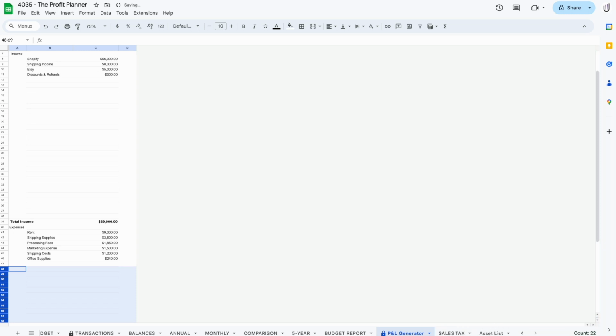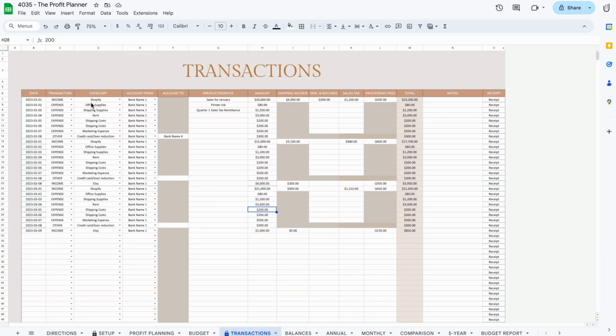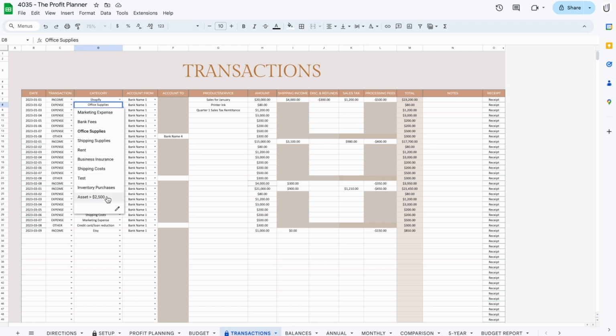The last thing that you're going to have available to you is your asset list. This is because when you go to the transaction tab, you are going to have an asset option of $2,500. This is just for your tax professional. Most of the time, in the way that we follow this in our business, if you have a different policy for your company, you can use a different number for what your asset value is going to be, but it typically is going to be lower than $2,500.